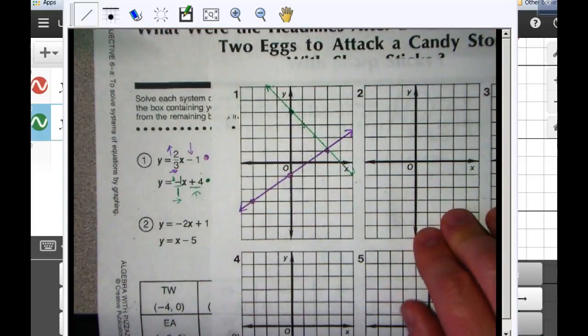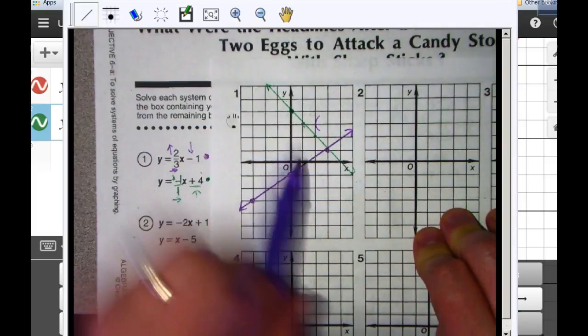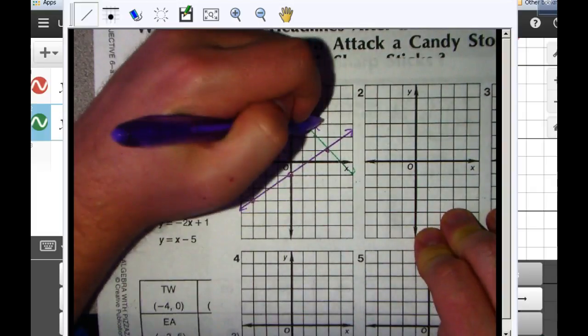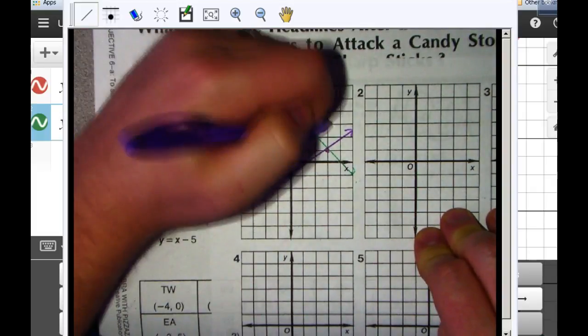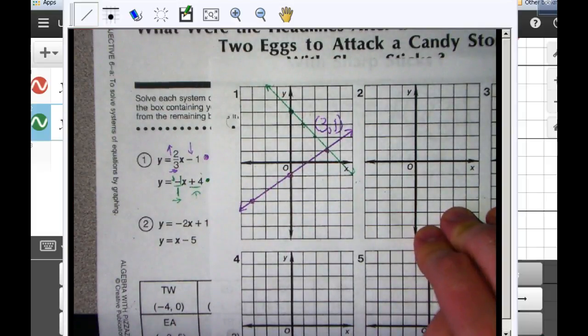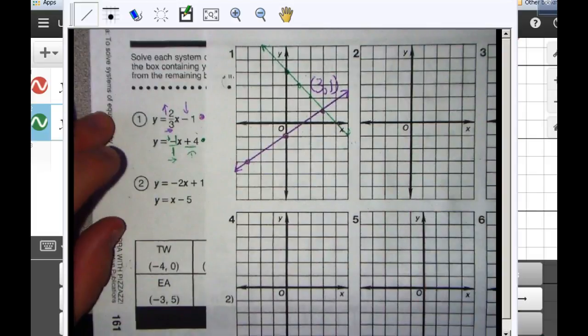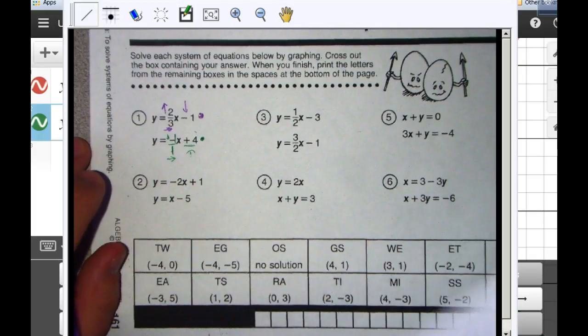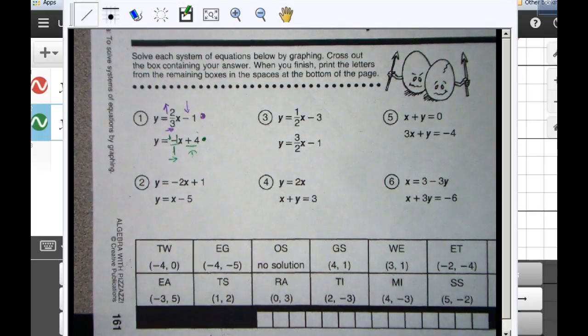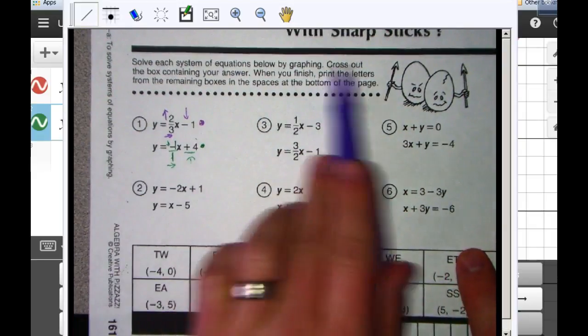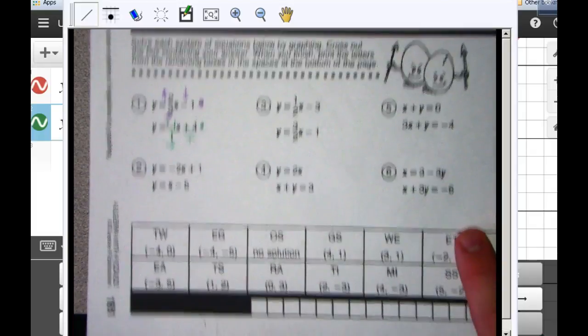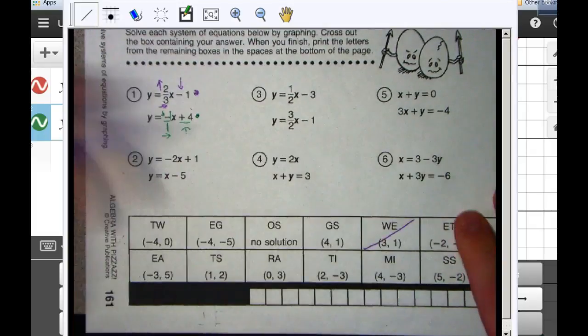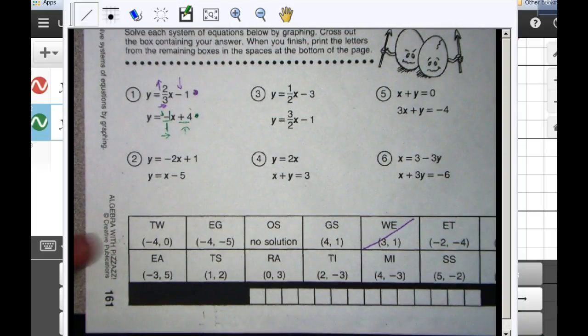So this particular one here looks like they intersect at the x is 1, 2, 3, 3 to the right, and then it's 1 up. So 3, 1. And then if you read the directions, it actually says to cross out the box containing your answer. So we're going to find 3, 1 and cross it out. Okay. There we go.